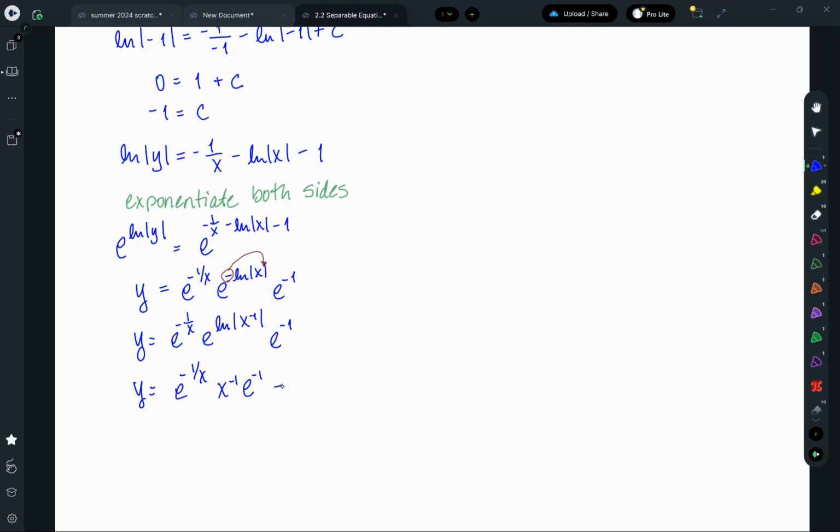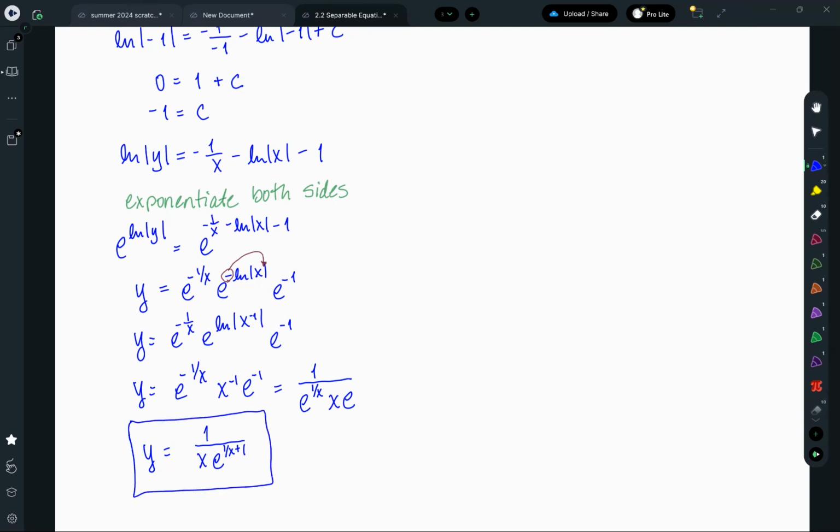And when I rewrite this so that I have all positive exponents, this becomes 1 over e to the 1 over x, x, e. And I might go ahead and rewrite that one more time and say that this is y equals 1 over x e to the 1 over x plus 1. All of that's in the exponent. And that would be the final answer.